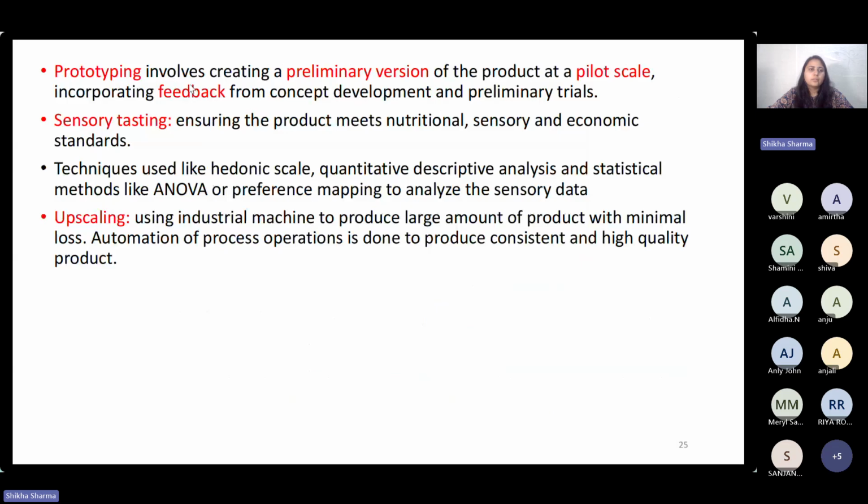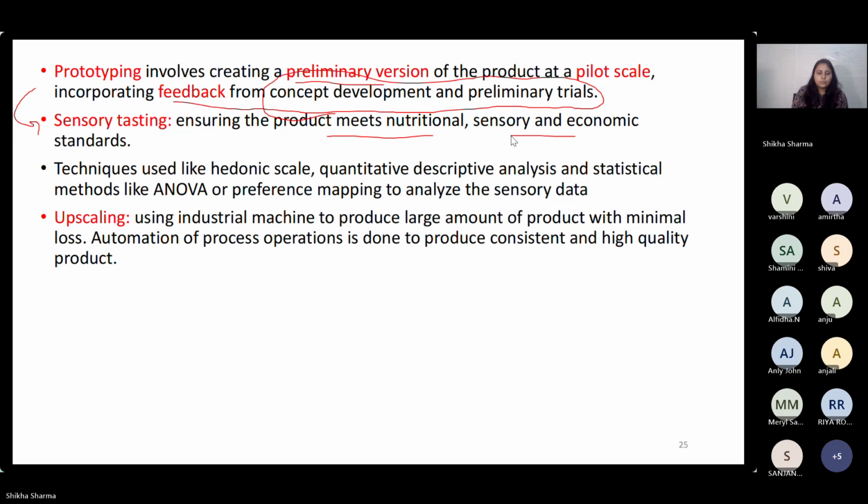After that, we do the prototyping, which involves basically a preliminary version of the product at a pilot scale. We take the feedback and incorporate it, and we improve the product and the concept, and we do these preliminary trials also. And then there is sensory testing. After that, we check that okay, the food is satisfying the nutritional demand, but whether it is satisfying the sensory and economic demands also.